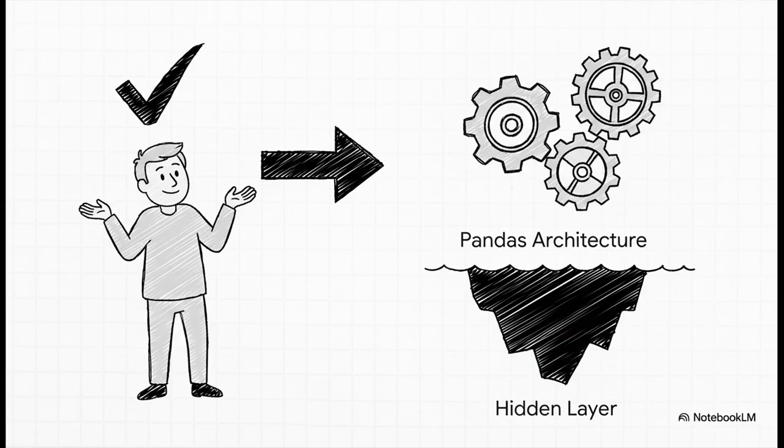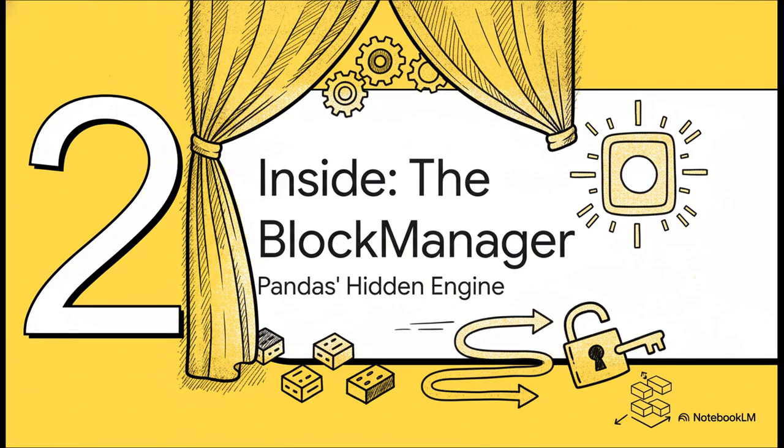So here's the big reveal. And it's actually good news. You can stop blaming your code. Seriously, this isn't about you being inefficient. The real culprit is a fundamental piece of Pandas architecture, a hidden layer that's responsible for all these little performance headaches. Okay, so let's pull back that curtain.